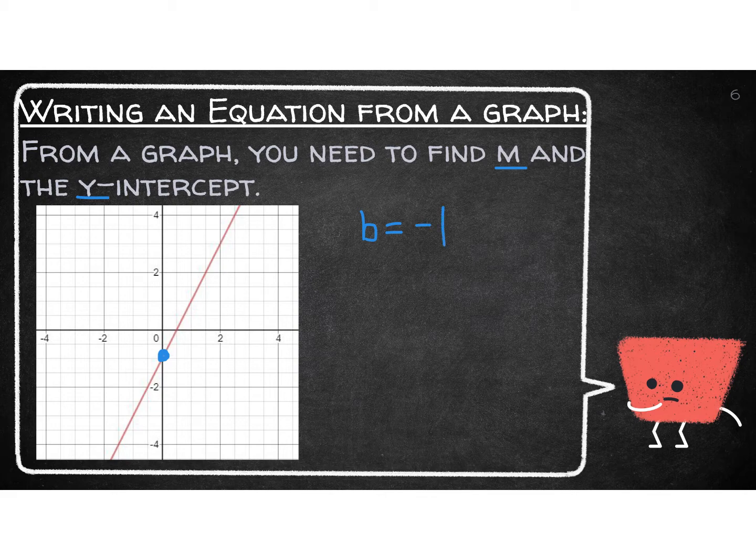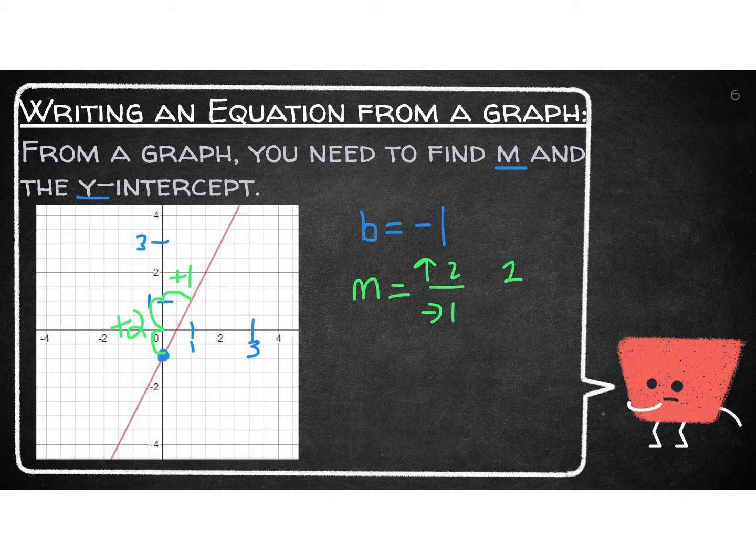And then I need to see how far I go up and over. It looks like every 2 boxes is 1. So there's 1, 2, 3, and then I can just count until I get to my graph. So I went up 2, and then I go over 1. That means my m is my rise over run, and I went up 2 and over 1.